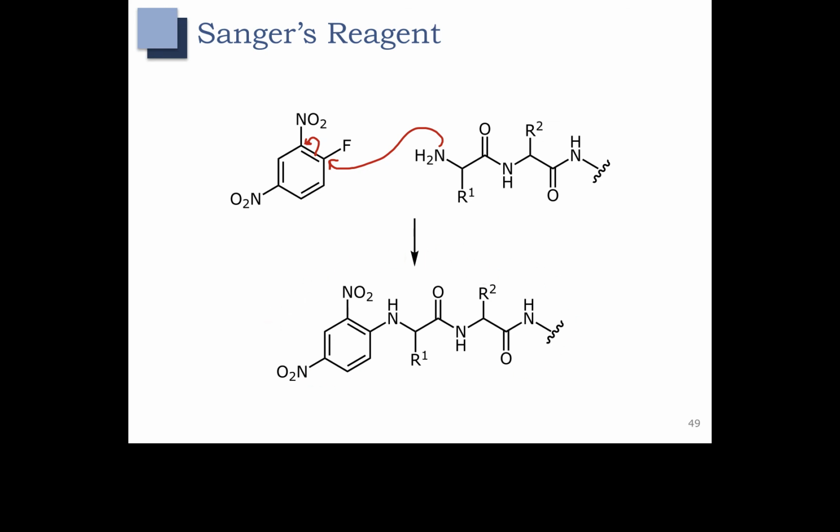After this, you can go ahead and hydrolyze the peptide sequence, and then you would be detecting this portion here. Of course, the amide would be hydrolyzed to a carboxylic acid, and you could figure out what that piece is, and that will help you determine what the N-terminal end of your peptide sequence is. So this wraps up nucleophilic aromatic substitution.